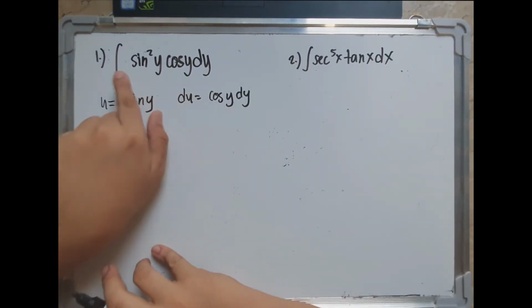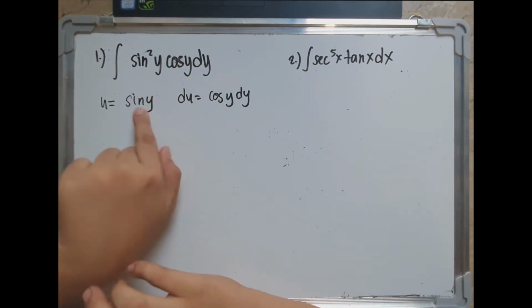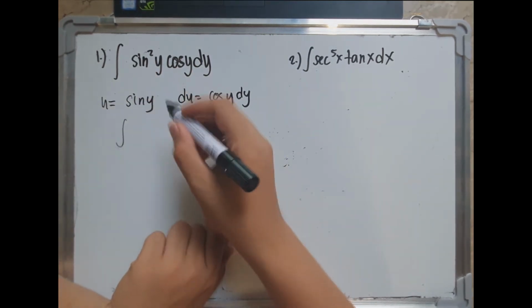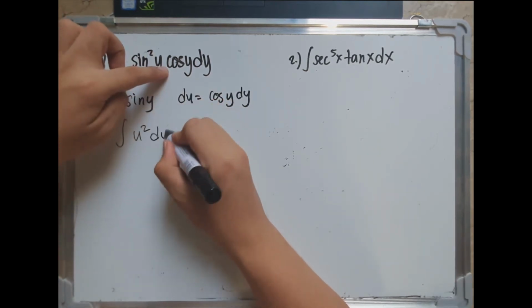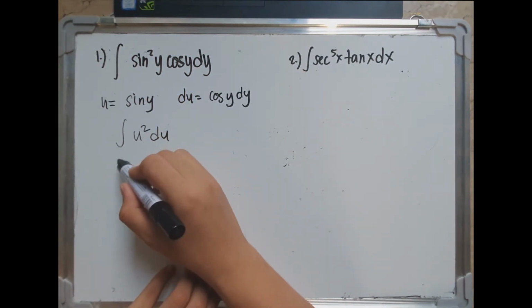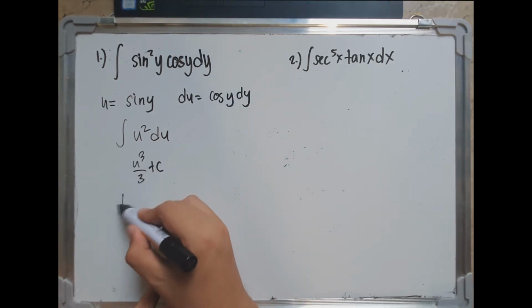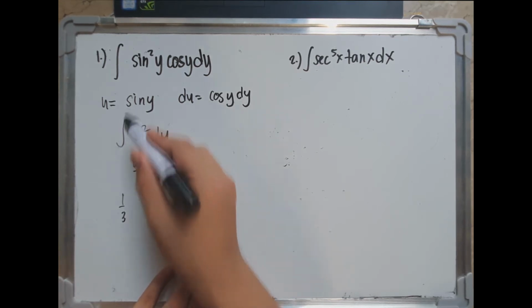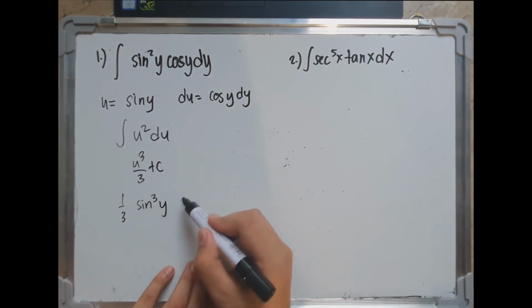Okay, now if we look at example number 1, we could replace this one for the u and we could replace this one for the du. So we now have the integral of u squared du, and that is the power rule again. So we will be having u cubed over 3 plus c. Or we could write 1/3 for the u cubed over 3. We have 1/3, and for u we have sine y. And since this is cubed, we have sine cubed y plus c.